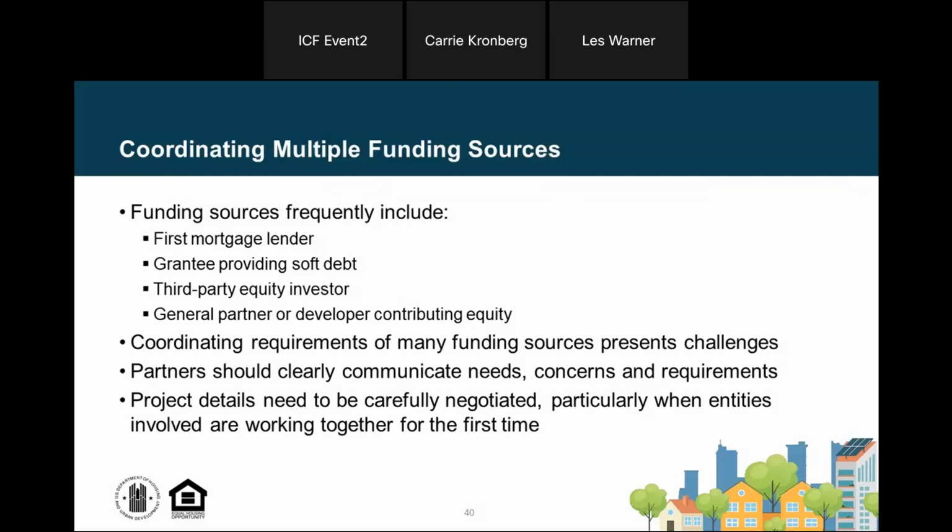So typically sources include debt, a first mortgage loan, at least one source, but often more of soft debt or grant from the government. That could be HTF as well as other federal, state, or local sources. You'll often have a third-party equity investor, and that would include the opportunity zone investor. And in many cases, a general partner or a developer will contribute equity as well. In the developer's case, that might be a deferred developer fee.